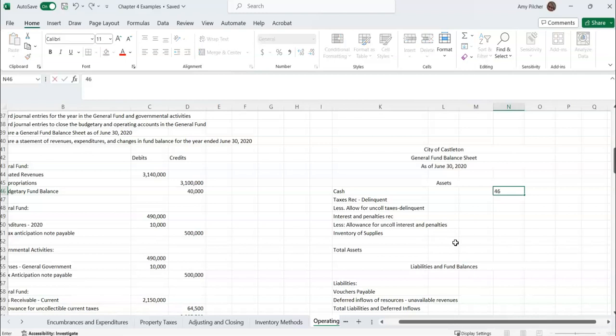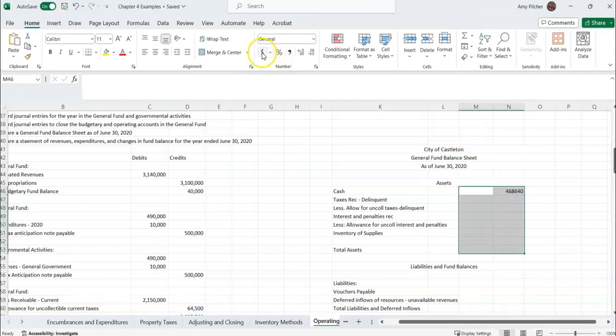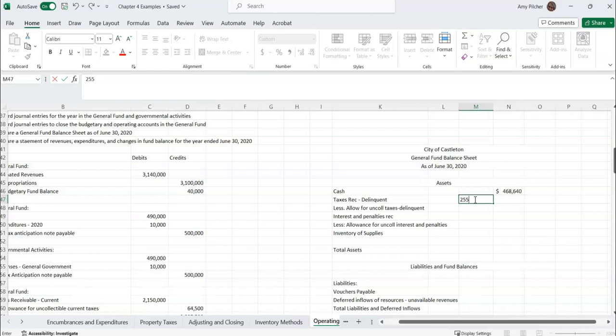So we have cash. So we have 468,040 in cash. And then we have taxes delinquent, 255,938. And allowance for uncollectible accounts of 73,668. Really, I just want to go over this so everyone has formatting, so when you're working on the homework and Smithville, you can see how these things are put together.